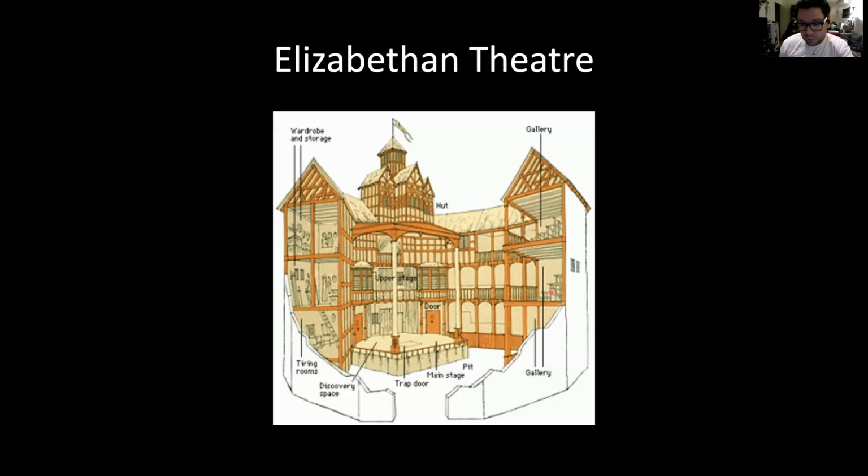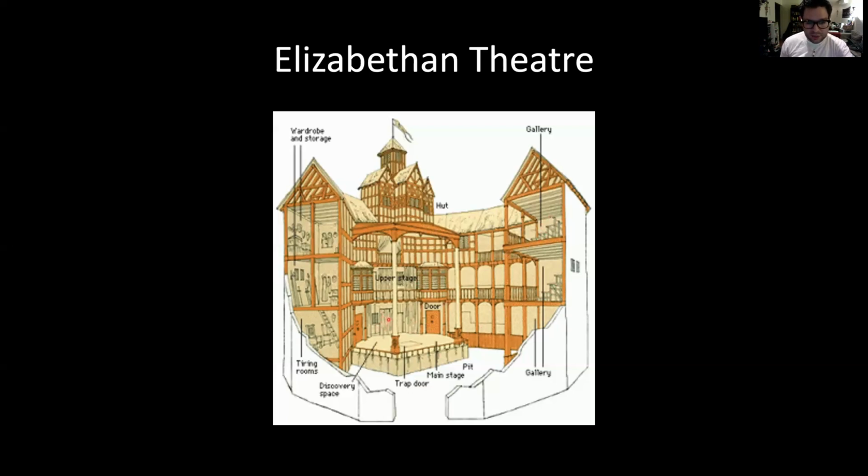And the really rich people were up here in the gallery, and the Queen often frequented this theater, and she would just come here. She would sit on either side of the gallery. She had a seat, obviously, and you can see that there are several layers of this stage, which is dynamic.